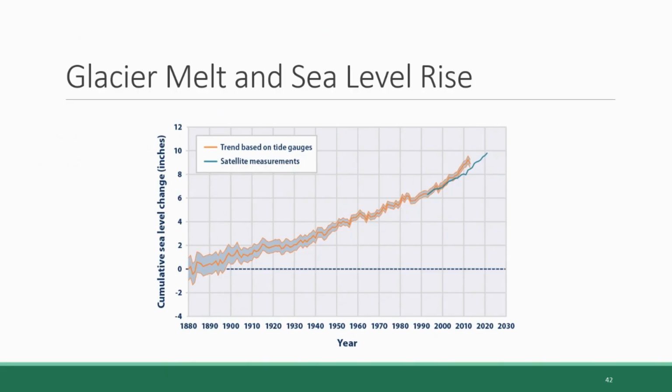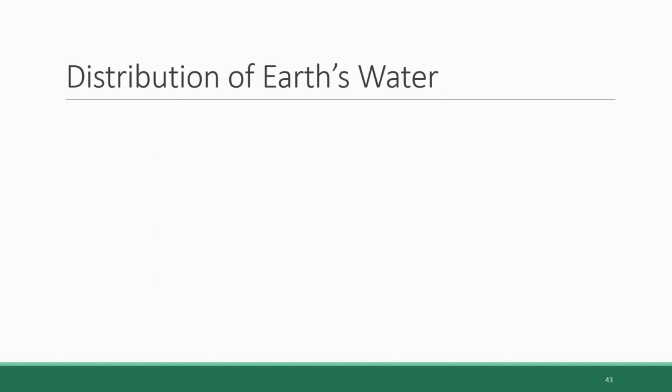This figure right here shows the increase in sea level since the year 1880 based on two separate measurements that track very closely with each other, tide levels and satellite measurements. And as you can see, sea level has risen nearly 10 inches since the year 1880, and it's on track to rise further as global climates continue to warm.